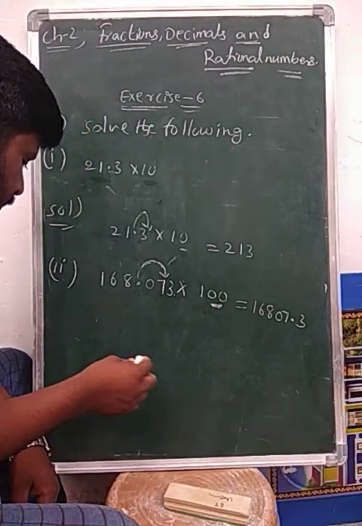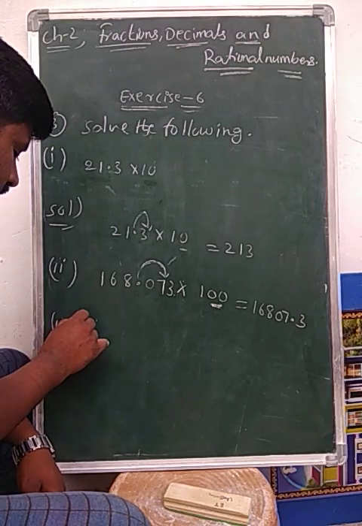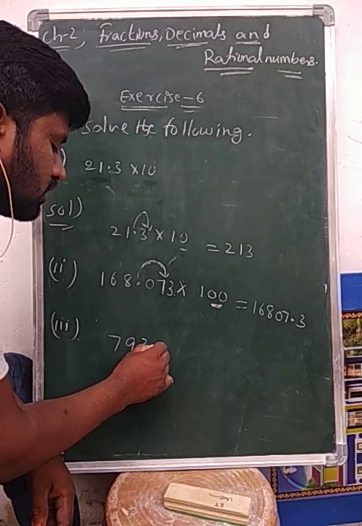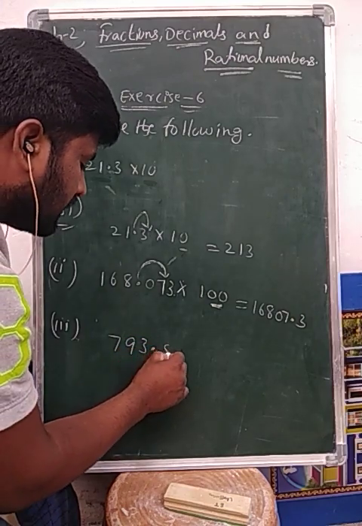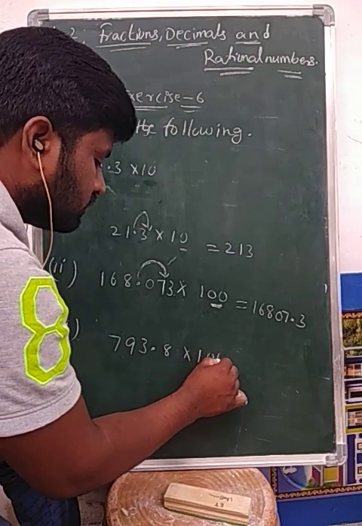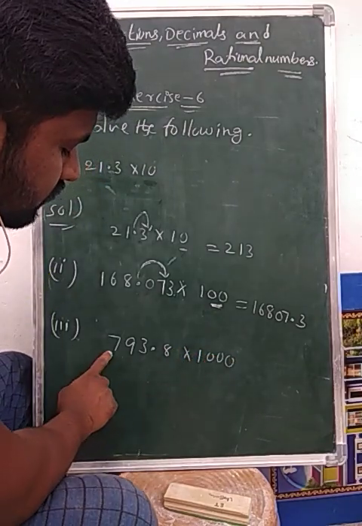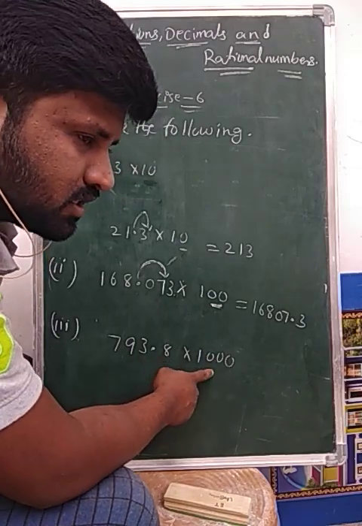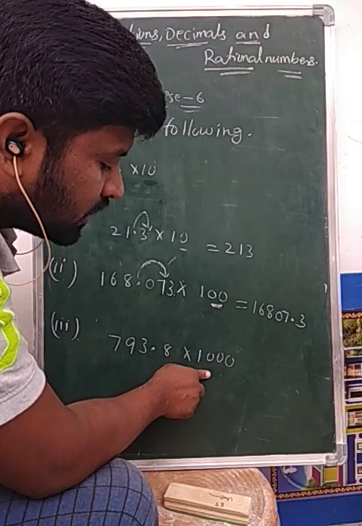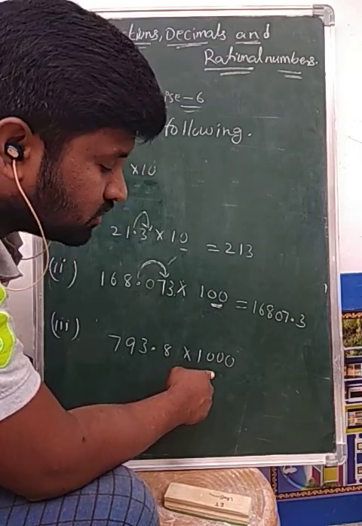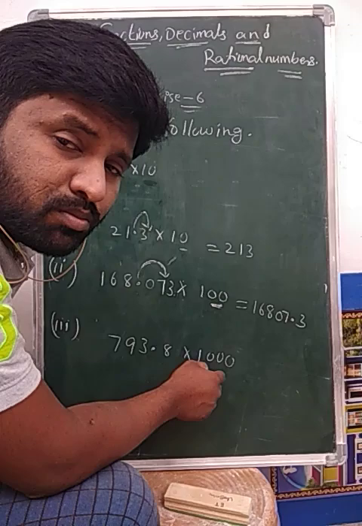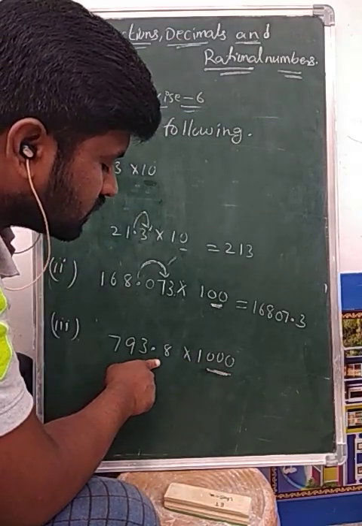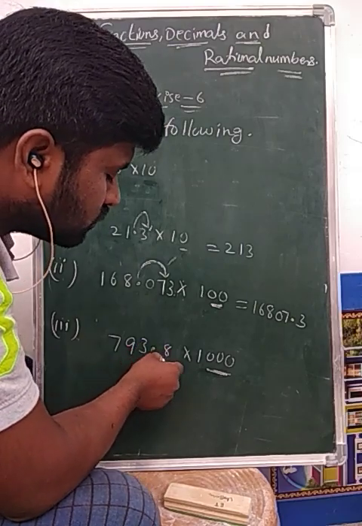Now see one more. Question number 3, I am taking my own: 793.8 into 1000. Clearly, in the multiplier 1000 is a power of 10. So how many zeros are there? But here, how many decimal places are there? Only one number is in the decimal place.